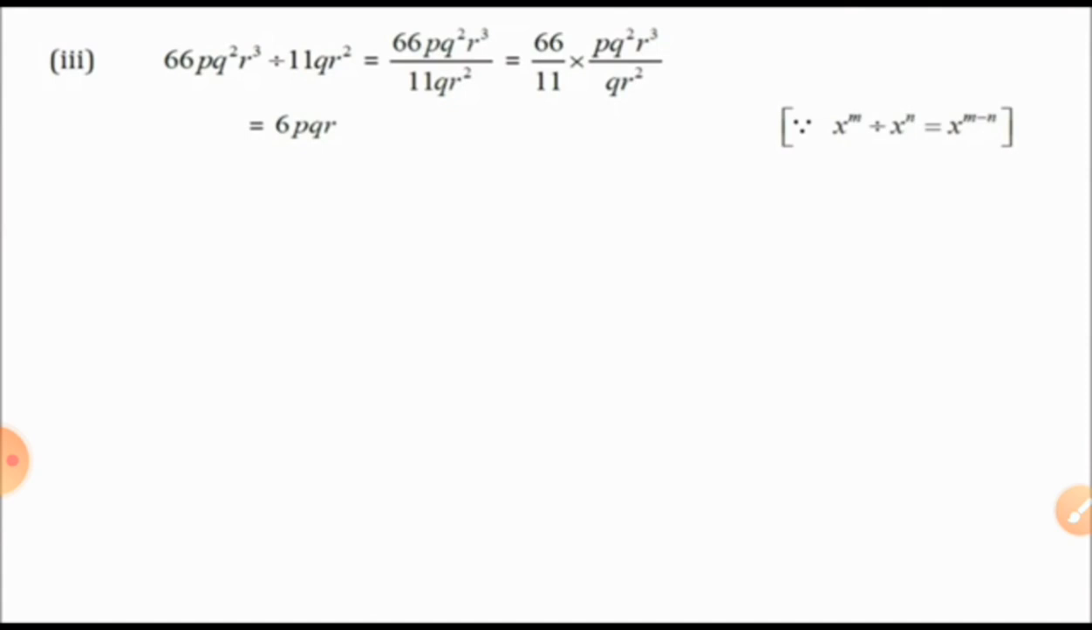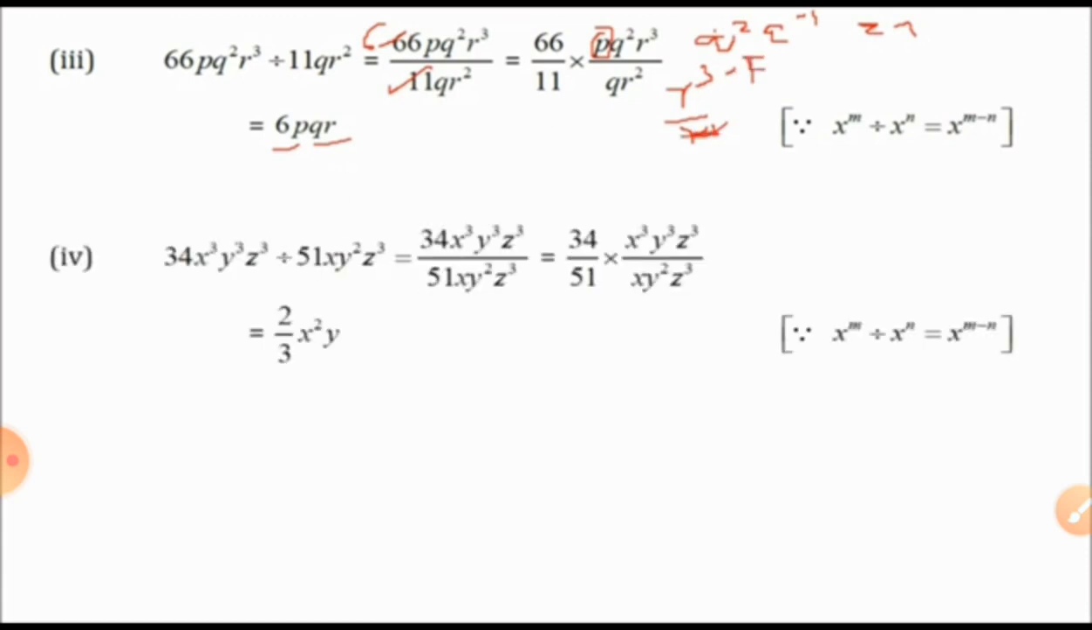Okay. Third one, 66pq²r³ divided by 11qr². 11 and 66 come in the 11 table. So 11 ones are 11, 11 sixes are 66. Okay, p cut? No, p is in the numerator only, but q is in the denominator. No p is present, so p remains. q²r³ divided by qr²: q will be cut out and r² will cut out. So q and r will be left. 6pqr is the answer.